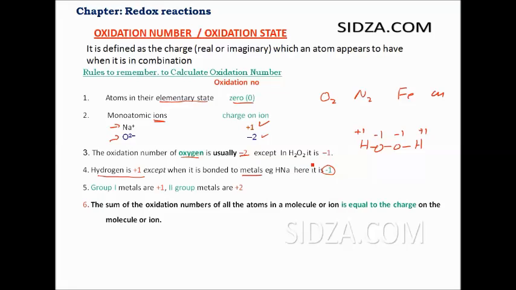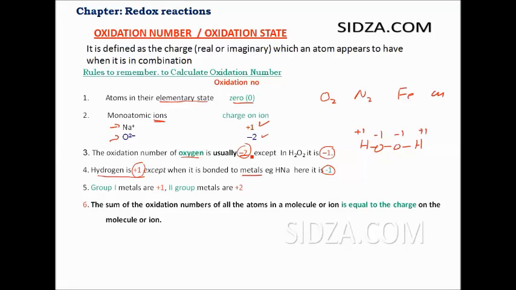However, if it is in combination with the p block elements, then its oxidation state will be +1. So hydrogen you can say is always +1 with the exception when it is in the combined form with the metals. With metals it has -1. Oxygen always has -2, exception when it is present in the peroxide. When it is in the peroxides, its oxidation number is -1.